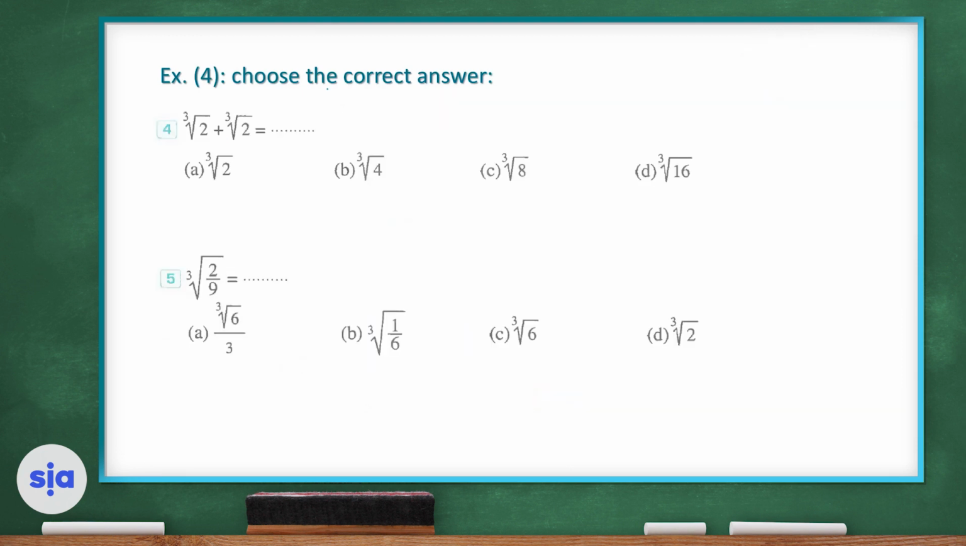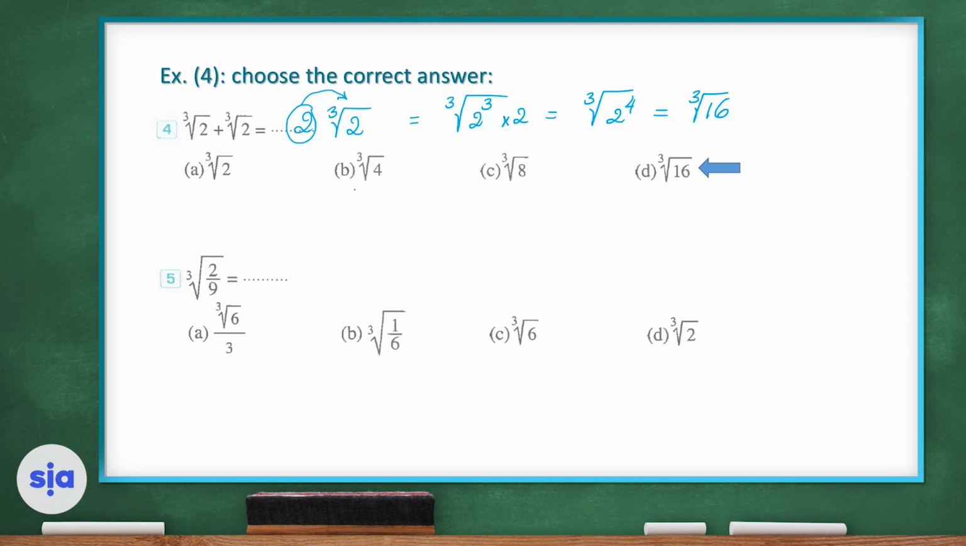Question 4, the cubic root of 2 plus a cubic root of 2, it's 2 cubic root of 2. And then how can we put this inside the cubic root? Yes, excellent. We make it inside to the power of 3. So it's 2 to the power of 3 times the 2 that was already there. Then it's a cubic root of 2 to the power of 4, which is a cubic root of 16. Then the right answer for question 4 is choice D.